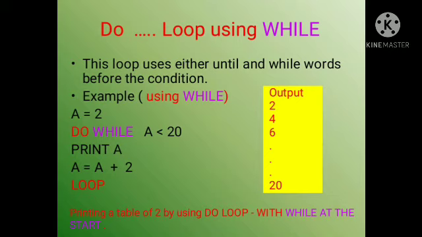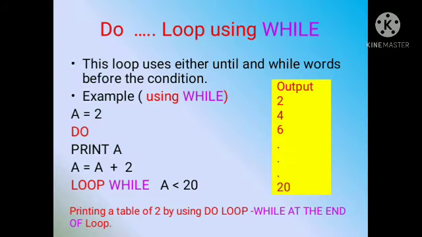Now this program is about the table of 2. The initial value of a is 2, then the condition is given: a is less than 20, till then we have to print, and the value of a will get increased by 2 each time. Then the table of 2 will get printed on the screen.